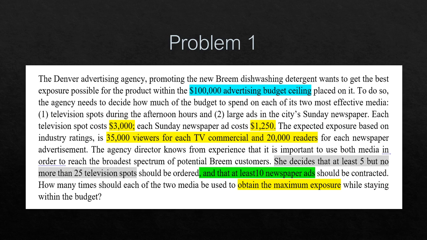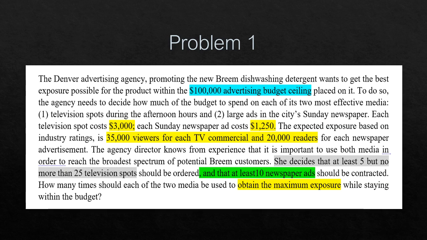Okay, we are now the decision makers at the Denver advertising agency. So what is my objective? What is the thing I aspire to achieve? It is actually quite explicitly mentioned here that we want the maximum exposure for our product. This is actually going to help a lot with the objective function.